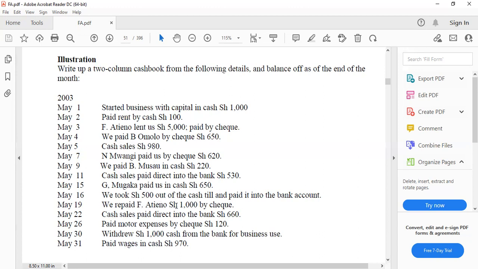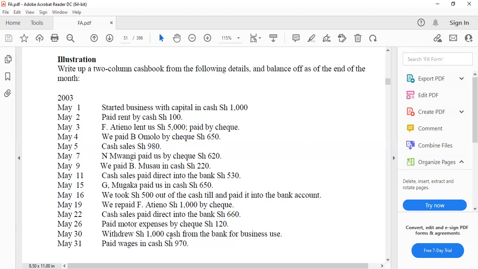We paid F Atieno shillings 1,000 by check payment. Cash sales paid direct into the bank, shillings 660. That is contra entry. Cash then was made to the bank. Paid motor expenses by check of 120. Withdrew 1,000 from cash from the bank for business use.